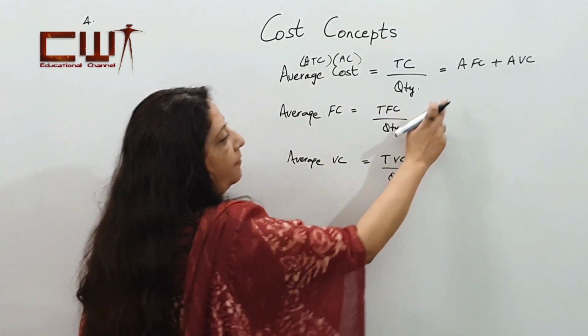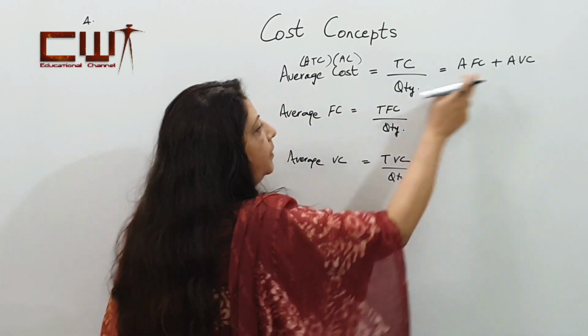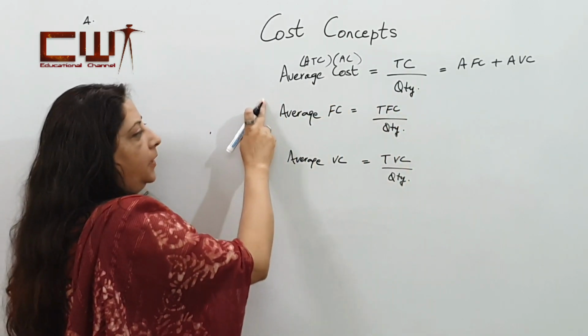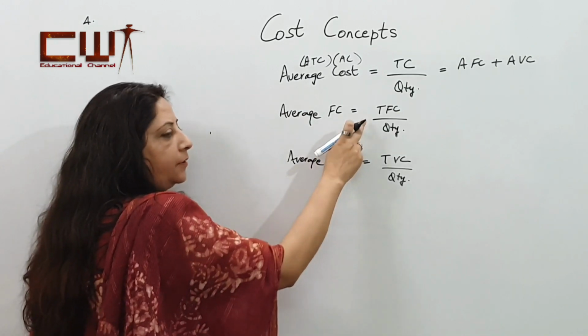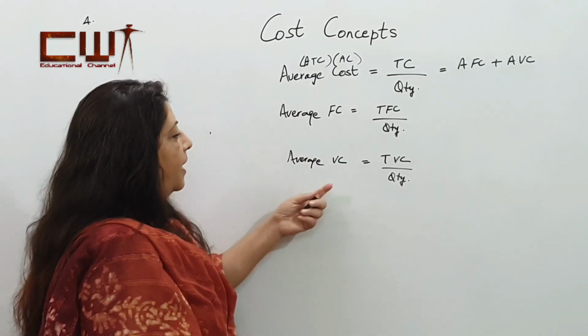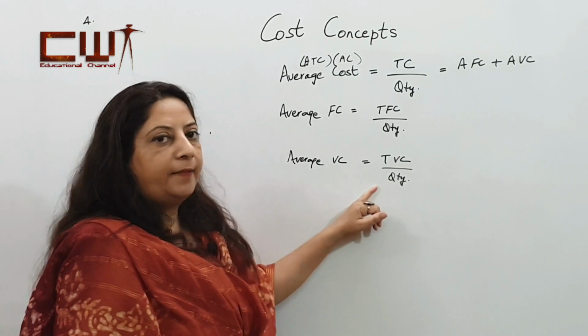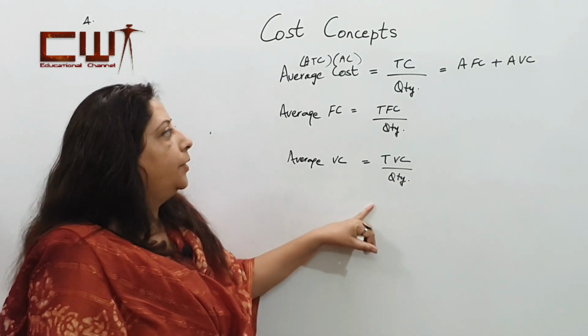So this average fixed cost plus average variable cost also gives us average cost, and average fixed cost is total fixed cost divided by the quantity. Average variable cost is total variable cost divided by the quantity.